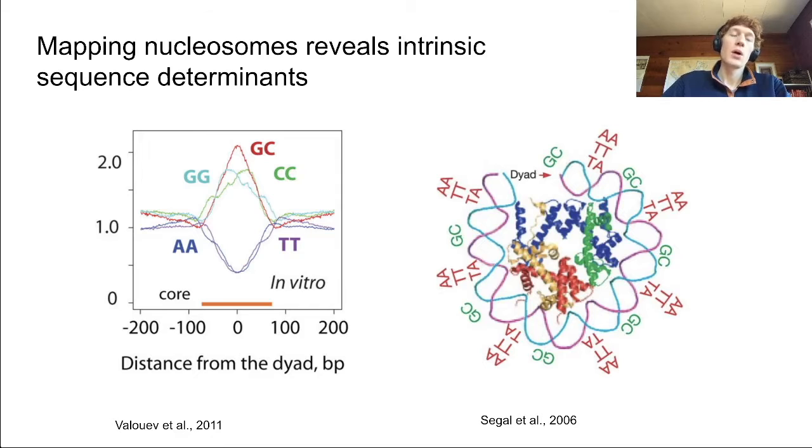You can see on the left that there are certain dinucleotides that are much more prevalent within core sequences of nucleosomes versus in flanking. And then on the right, you can also see that there are periodic patterns that relate to the major groove of DNA and certain residues on the solvent-exposed surface of nucleosomes having preference for interaction with different classes of dinucleotides.